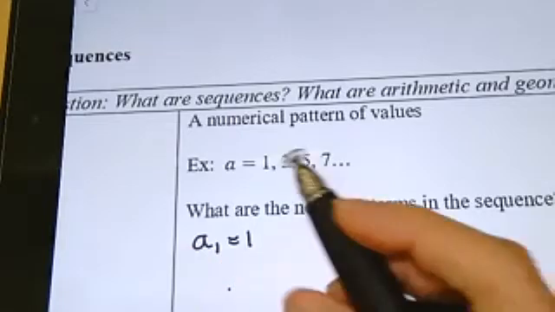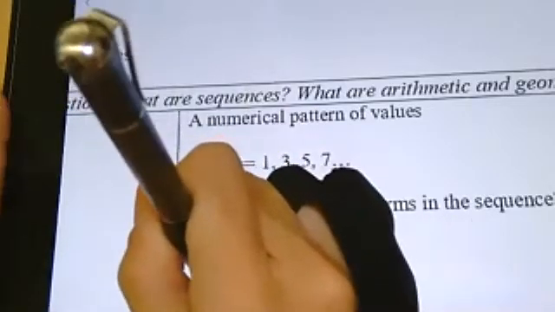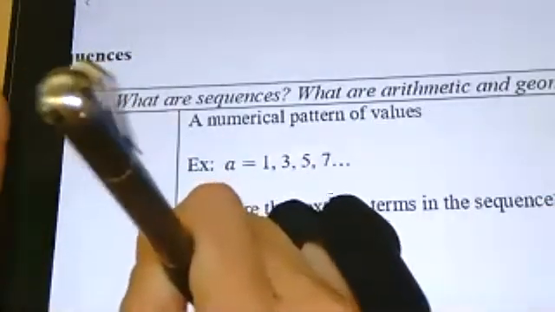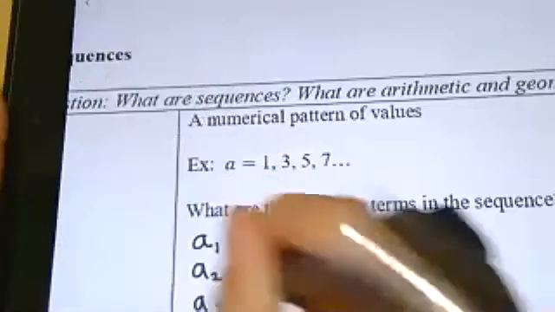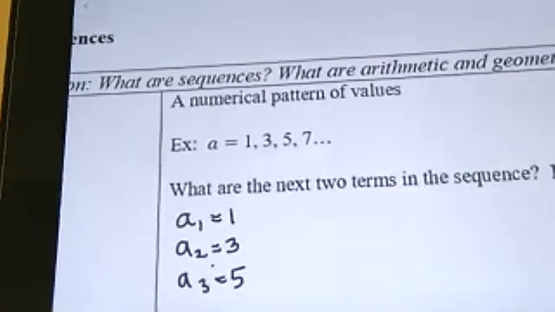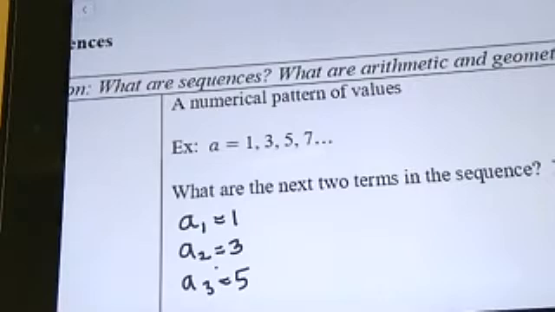First term is 1. My second term is 3. My third term is 5, etc. So that's a notation. When you see A sub 1, that just means the first term. A sub 2 means second term. A sub 3 means third term, etc. Now it says, what are the next 2 terms?